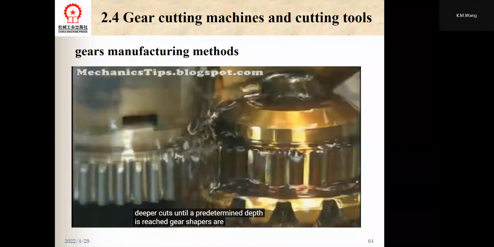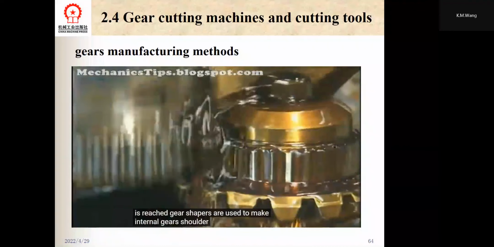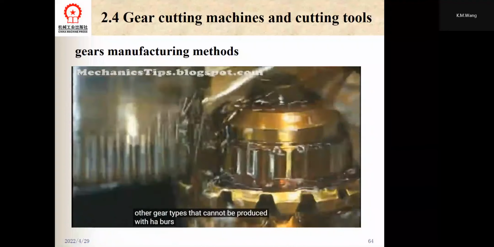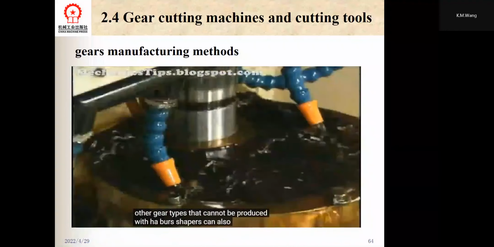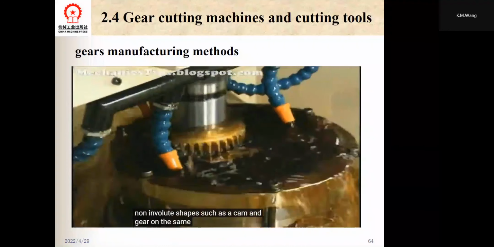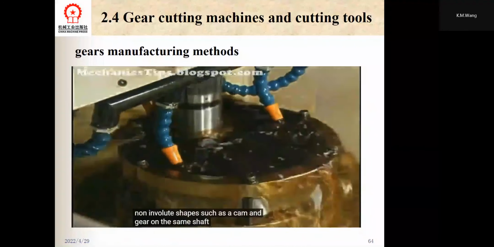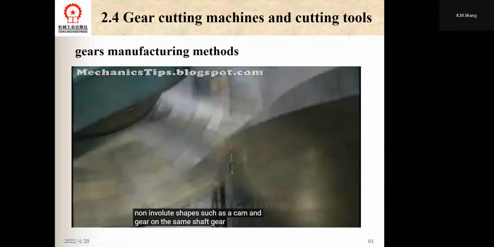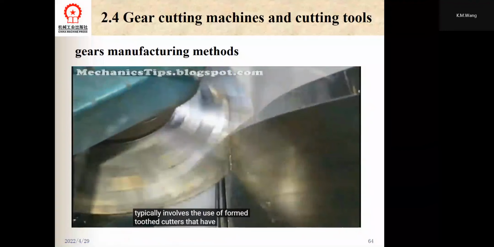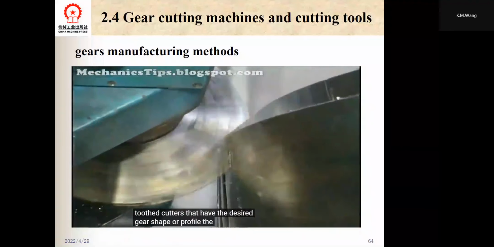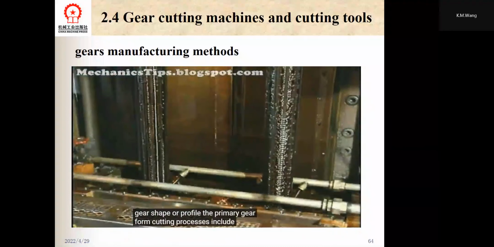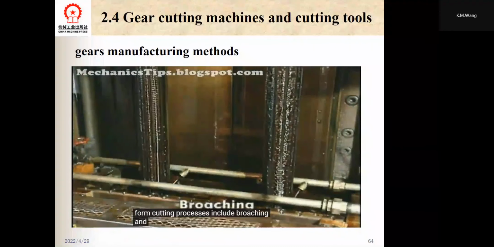Gear shapers are used to make internal gears, shoulder gears, and many other gear types that cannot be produced with hobbers. Shapers can also produce non-involute shapes, such as a cam and gear on the same shaft. Gear form cutting typically involves the use of formed tooth cutters that have the desired gear shape or profile. The primary gear form cutting processes include broaching and milling.